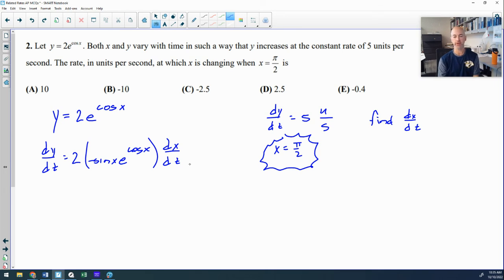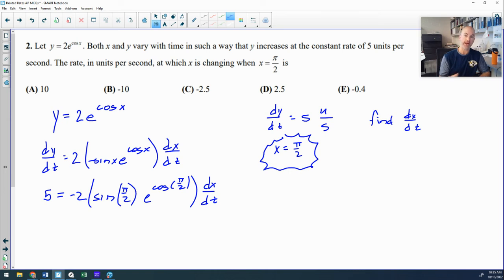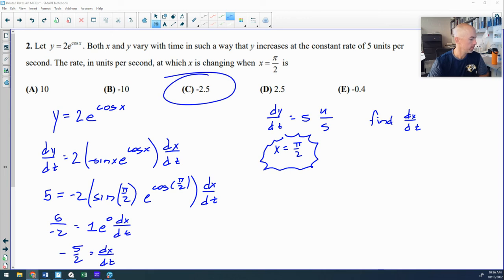Now I start substituting everything I know. I know that dy dt is 5. So 5 is equal to, I'm going to say that's negative 2. I'm going to take that negative out here. And then the sine of pi over 2 times e to the cosine of pi over 2 times dx dt. And once again, we are now at a point where we can solve this with algebra, and I will pause and show you the answer in a second.